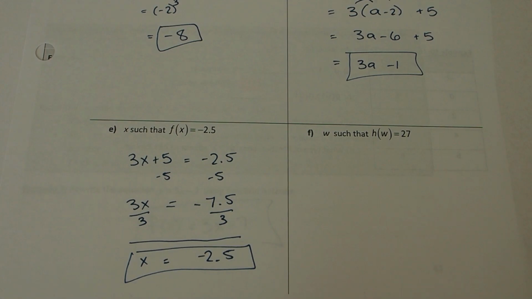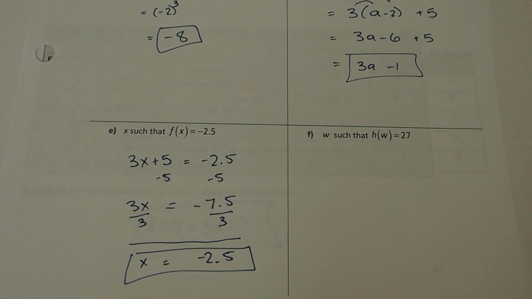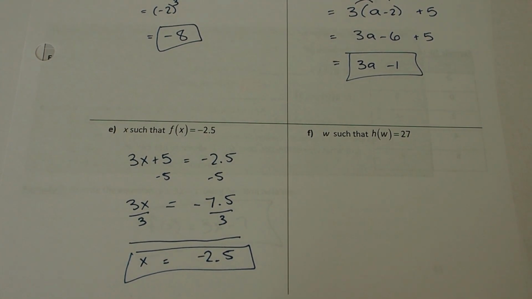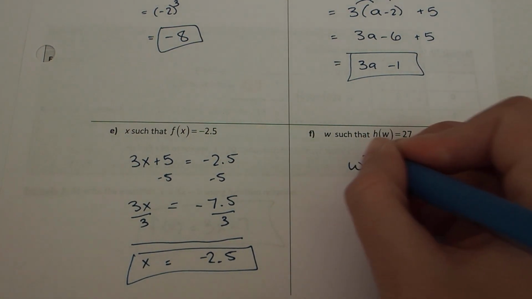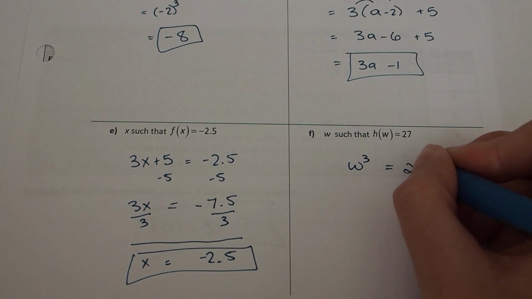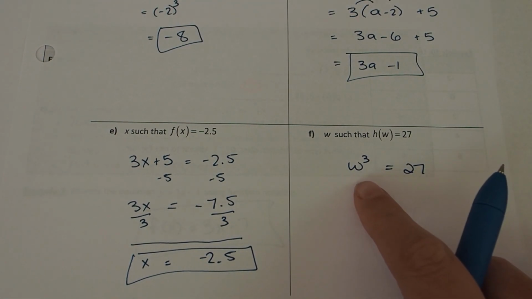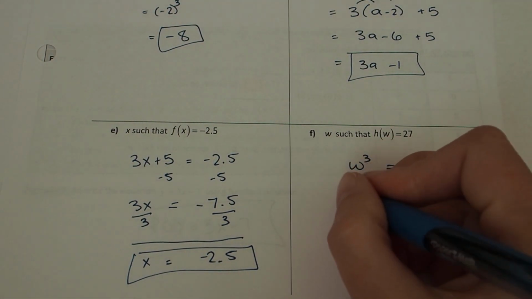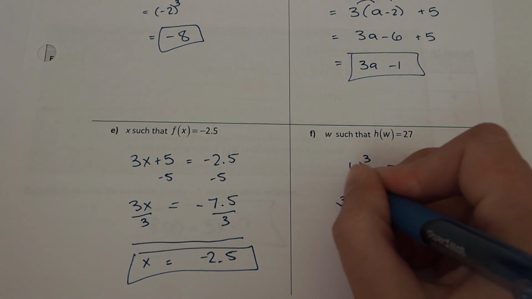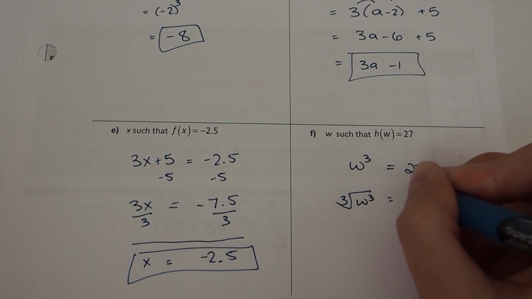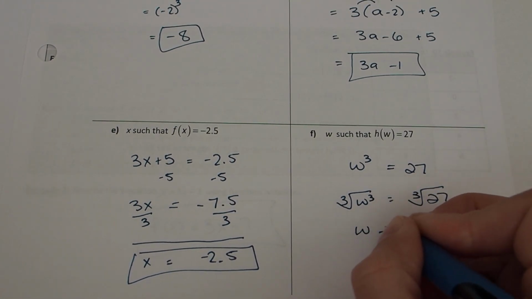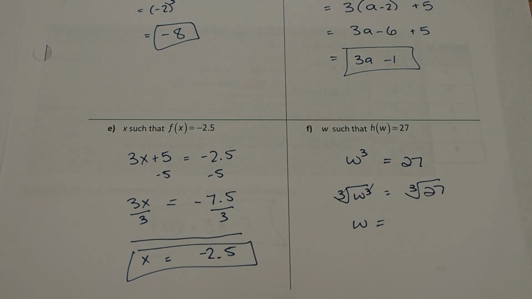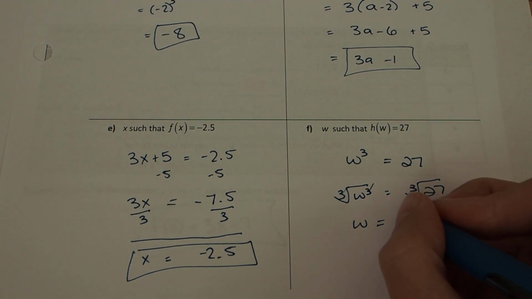There we go. Okay. Part F, that's the h function, needs to be equal to 27. So the h function is equal to w cubed. W cubed needs to be equal to 27. I'm going to solve this. I need to do the opposite of a cube, which is a cube root. So if I take the cube root of both sides, the cube root of 27 will be equal to w, since that's an inverse right there. And the cube root of 27 is 3.